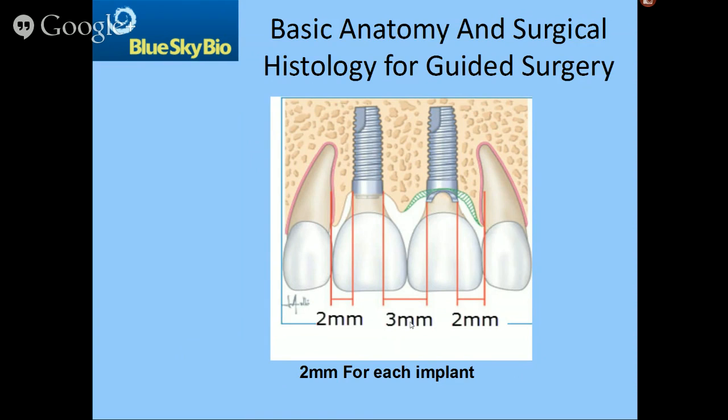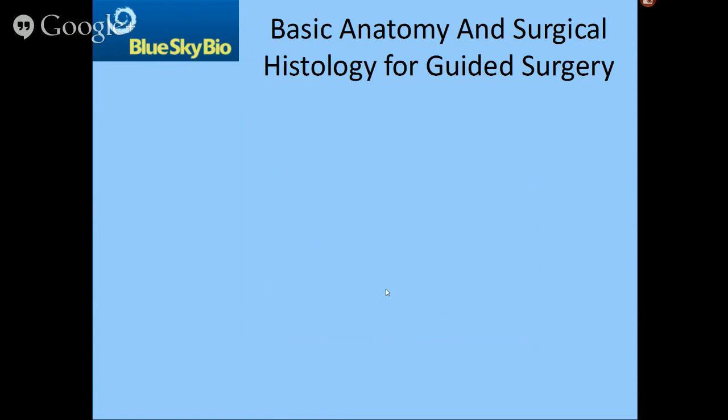I personally like to go 4, an extra 0.5 millimeter on each side. That's my personal preference. I know this says 3, but I like to choose an extra millimeter just for emergence profile and also for trauma just from the osteotomy placement. Okay.